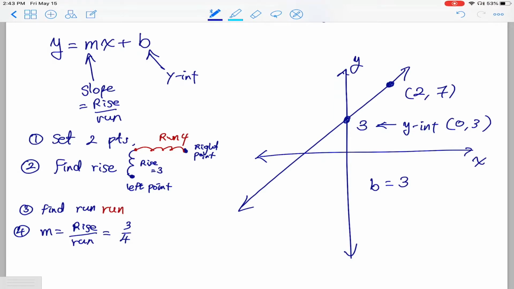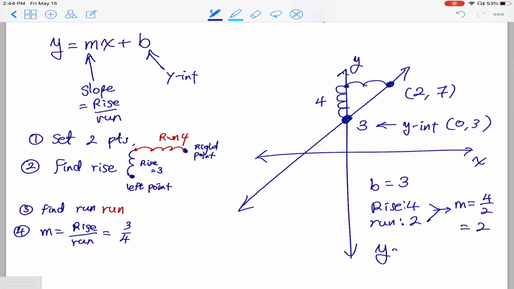Then find the rise. So I'm going to choose this point. I mean, there can be this point or that point, but this is an easy enough point for me to use. So then I go to the 7, so I have to go 4, 5, 6, and 7. So I go up by 4, so my rise is 4. And then my run is from the point where you stop rising. Then I go 1 and then 2. So my run will be 2. So from this, my slope, the rise over run, will be 4 over 2, which is 2. So your equation will be y equals 2x plus 3, and then finish.